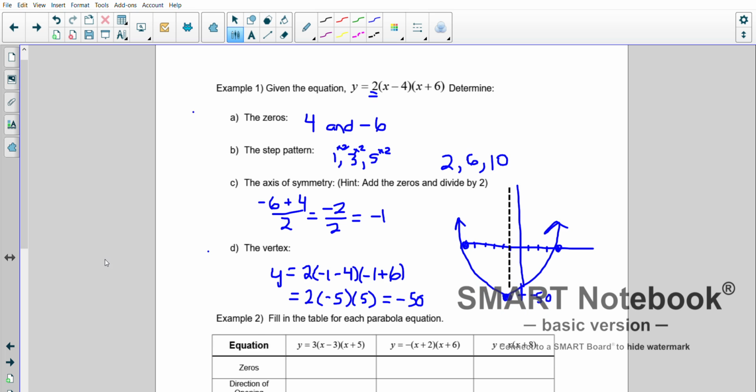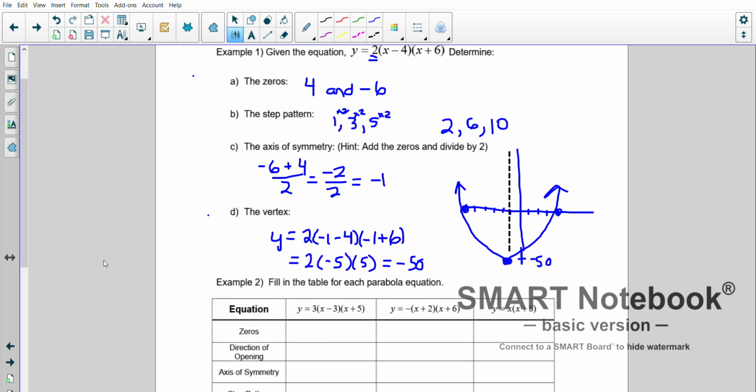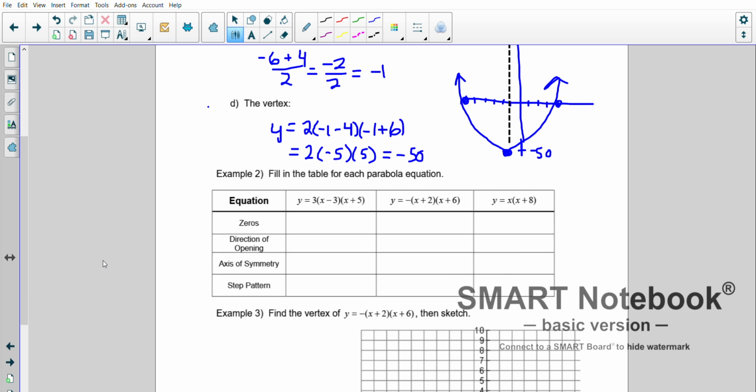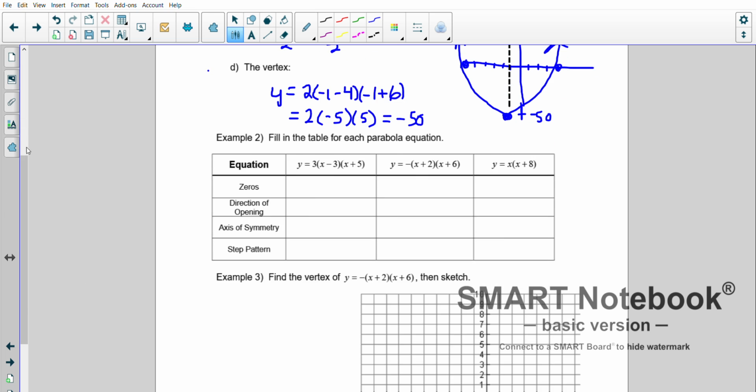So that's what you have to be able to do. So we'll go through this. I'll go through an example of this. This note will be posted. I'll go back and make it a little neater and then post it in your notes. But you should be able to get all this information relatively easily from this equation.